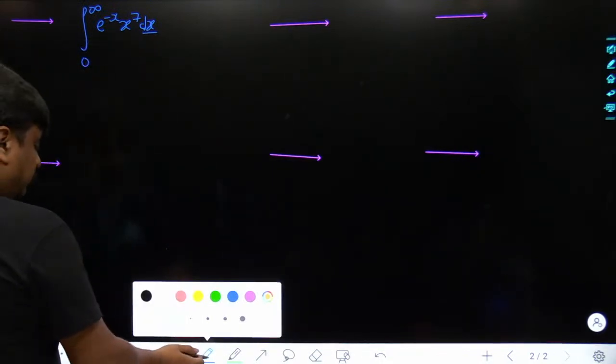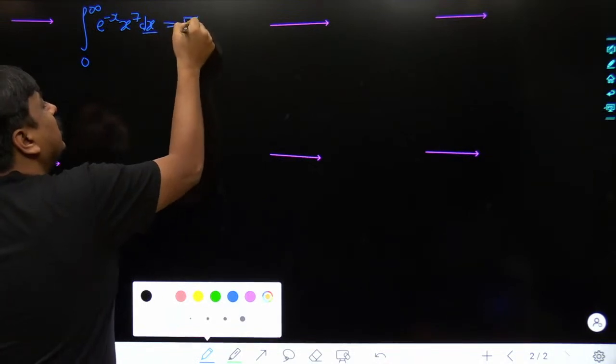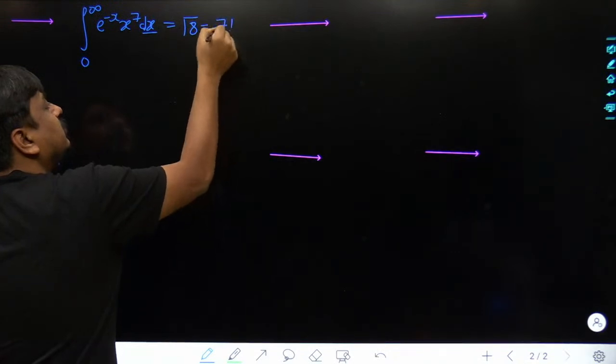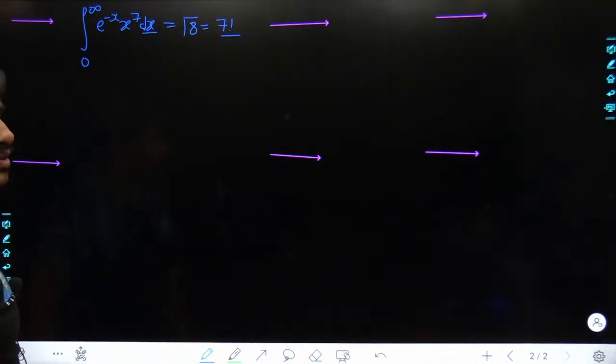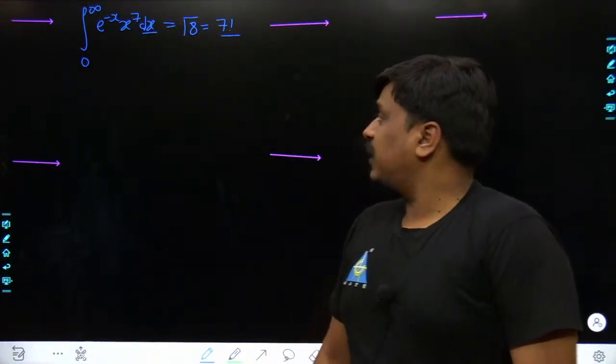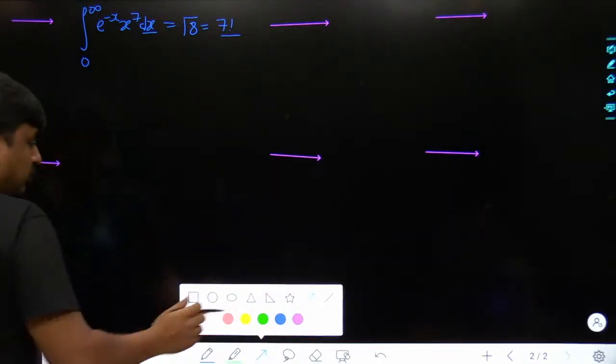What does that mean? That means the result is simply going to be gamma of 8, and gamma of 8 is simply equal to 7 factorial. So as far as this problem is concerned, the answer is precisely 7 factorial. Let me take another problem, and this problem is going to give you a bit of pain.